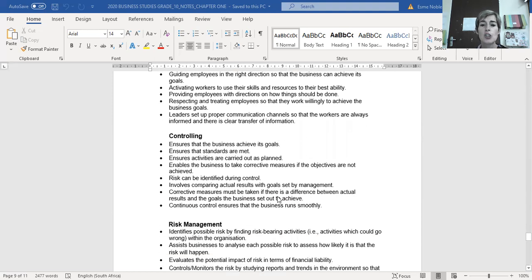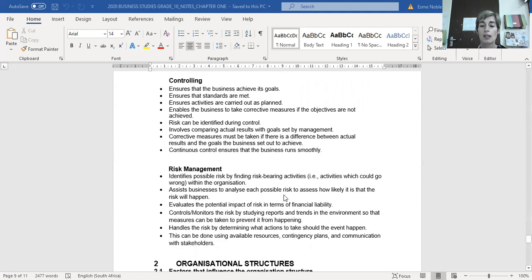Controlling ensures that the business achieves its goals, ensures that standards are met, ensures activities are carried out as planned, and enables the business to take corrective measures if the objectives are not achieved. This can be identified during control, which involves comparing actual results with goals set by management. Corrective measures must be taken if there is a difference between actual results and the goals the business set out to achieve. Continuous control ensures that the business runs smoothly.